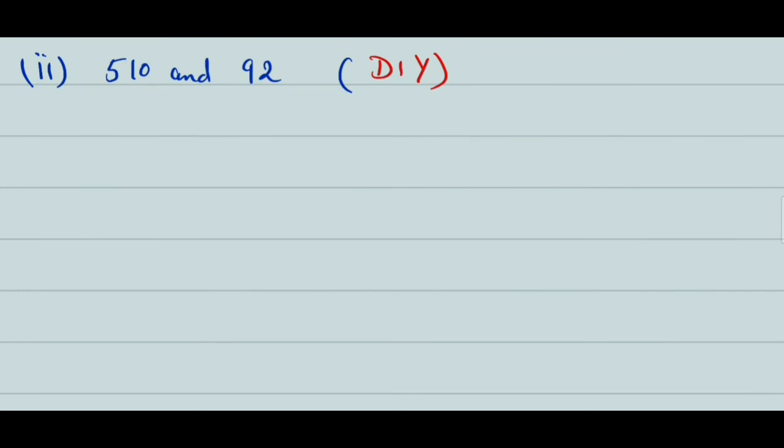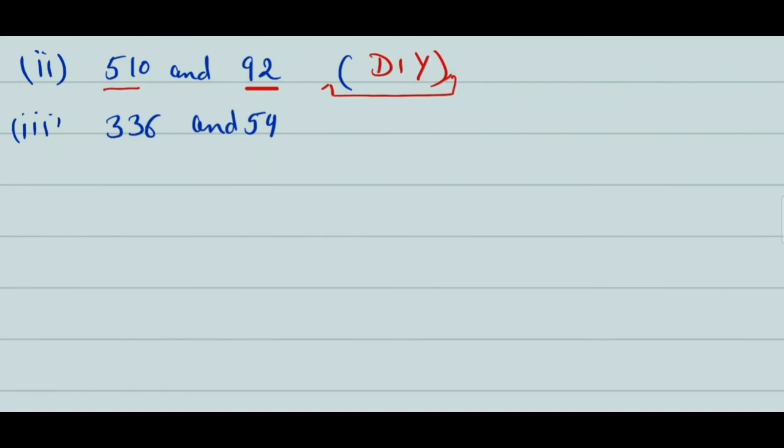The second question: two numbers are 510 and 92. Do this question yourself and write your answer in the comment box. First you have to find the HCF and LCM of these two numbers, and after that you multiply the HCF and LCM of these two numbers and then multiply these two numbers and you'll get your result.